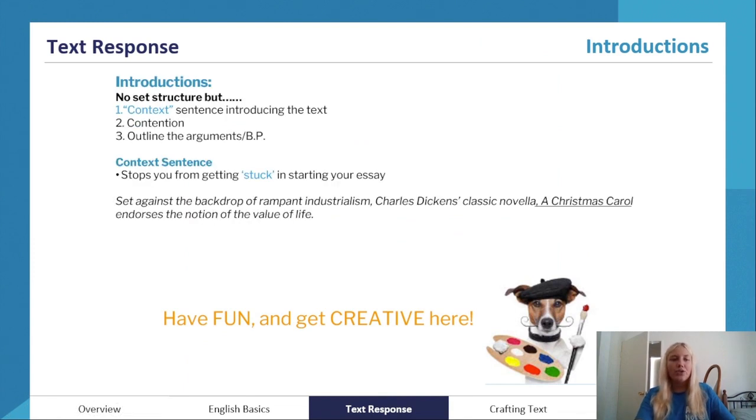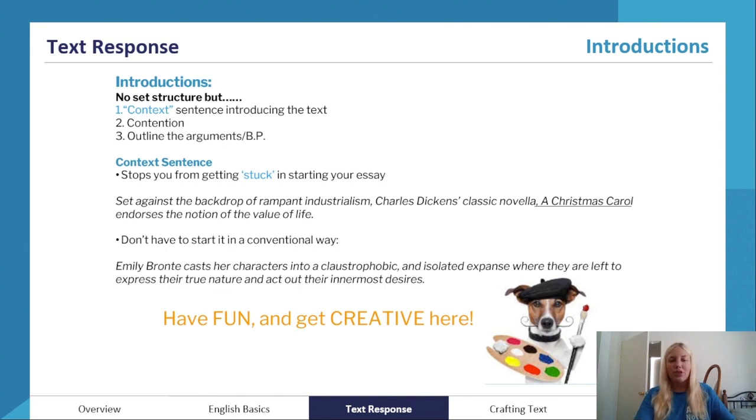How do you write your intros? So all introductions in a text response could begin with a context sentence that introduces the text and the context of that text, that mentions the text type. Then you should state your contention that you've planned. That is your overall answer to the prompt, and it should indicate both what your main opinion is and what your counter argument is in relation to the prompt.